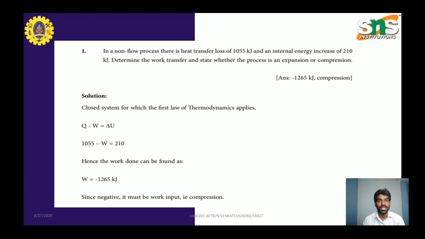Hence we substitute these values in the first law of thermodynamics equation, Q minus W is equal to del U. We get the answer W is equal to minus 1265 kilojoule. Since it is negative, it must be a work input, so the process is a compression. From this problem, finally we find the work done value and whether the process is expansion or compression. This is the application of the first law of thermodynamics. Now we will see the second problem.